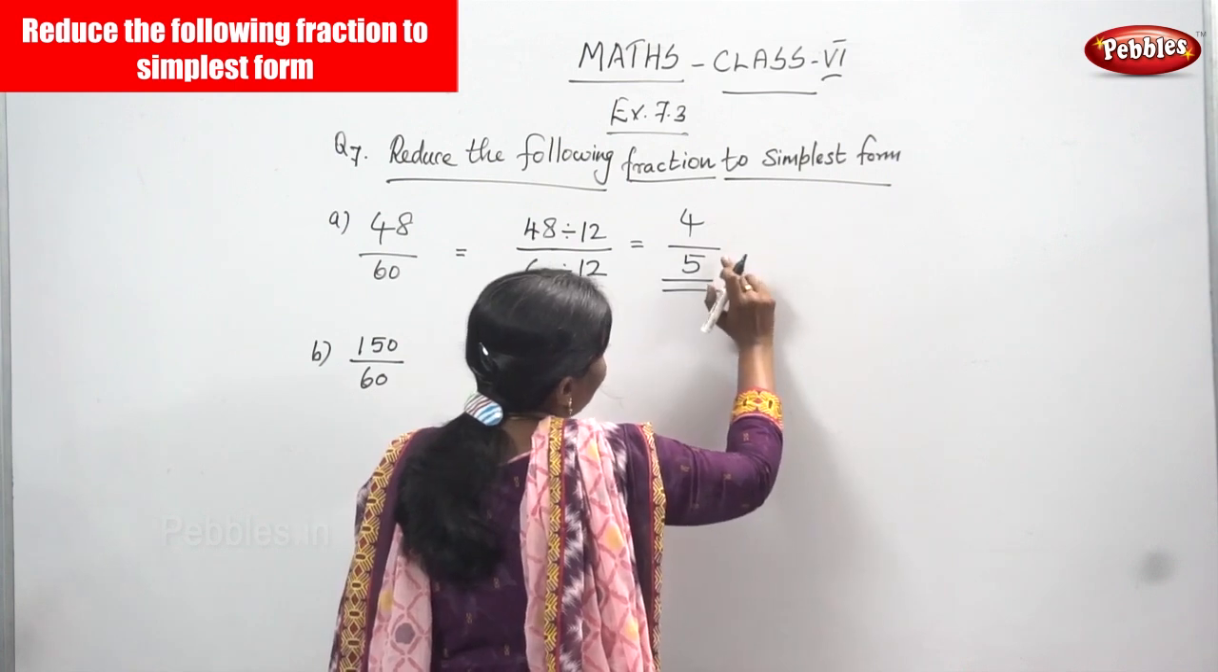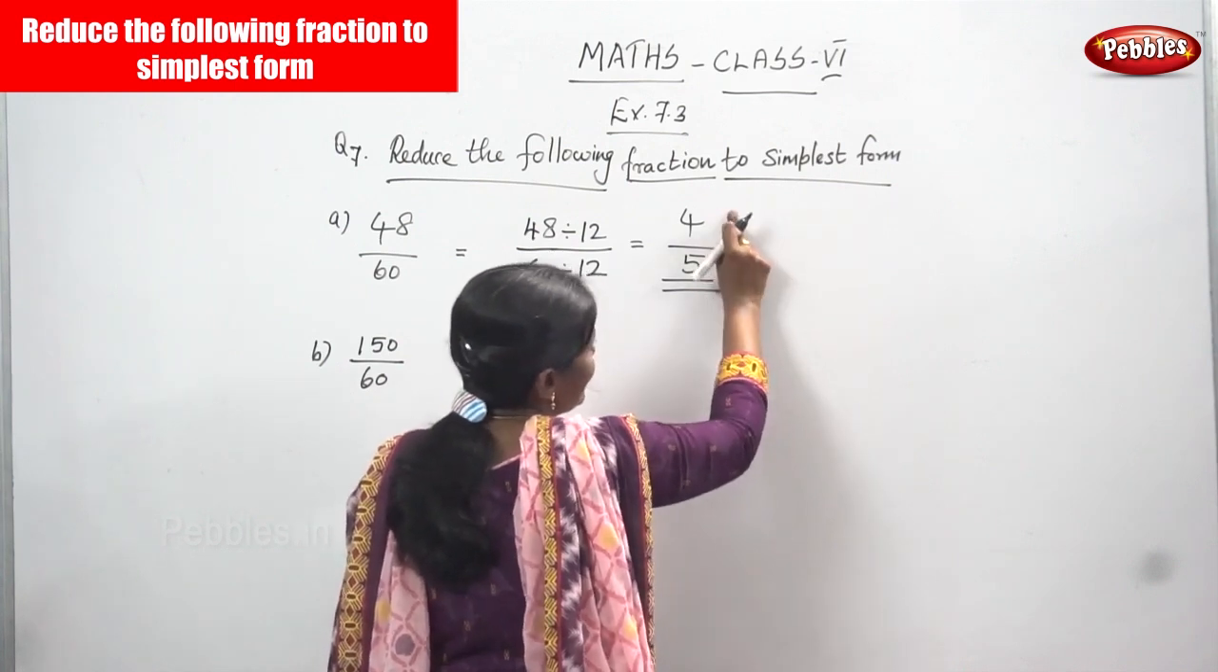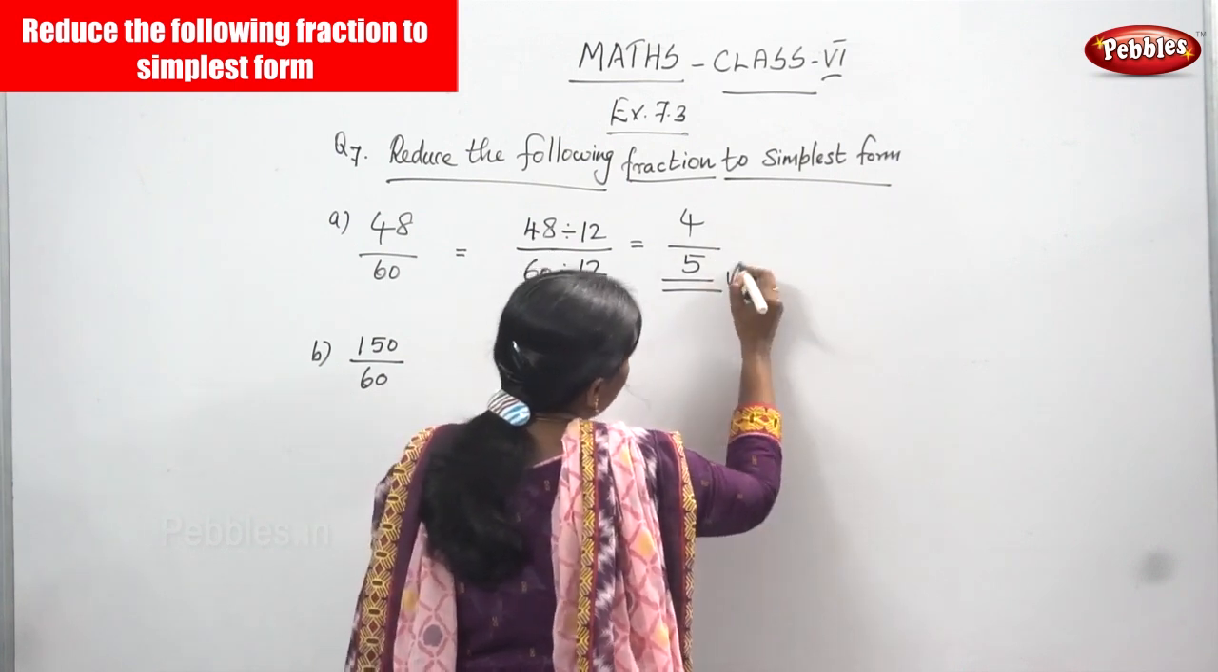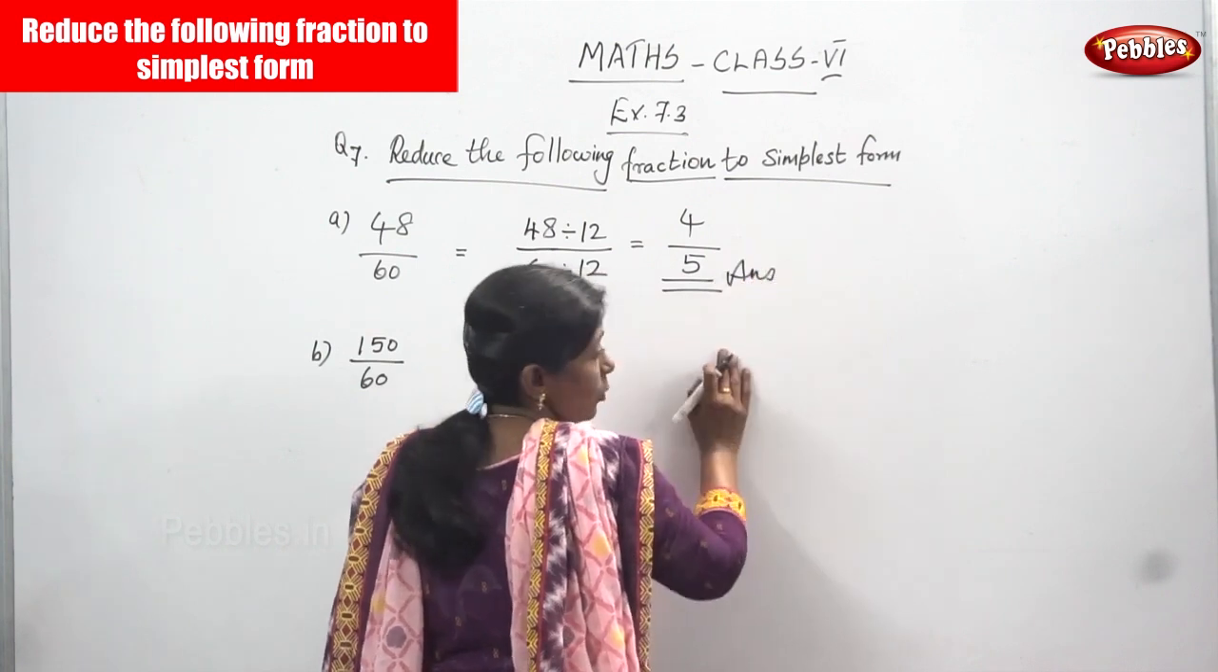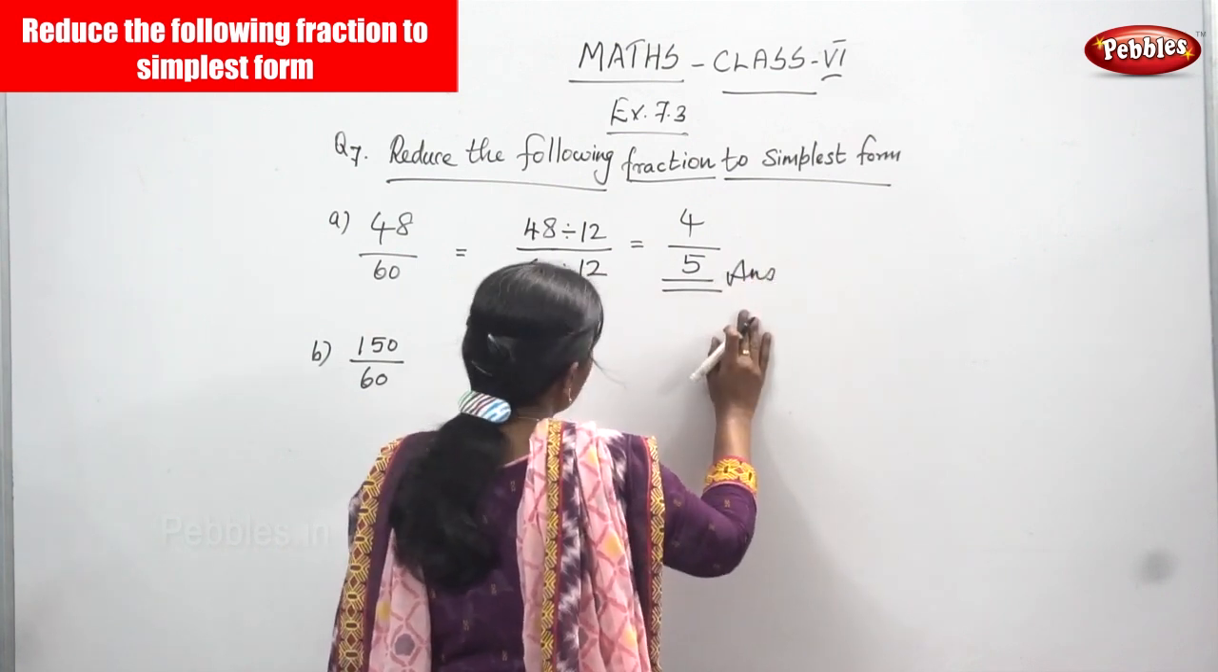4 is the numerator and 5 is the denominator. This is an even number, this is an odd number. So hereafter you can't divide, so you have to write it as it is. This is the exact answer for this question.